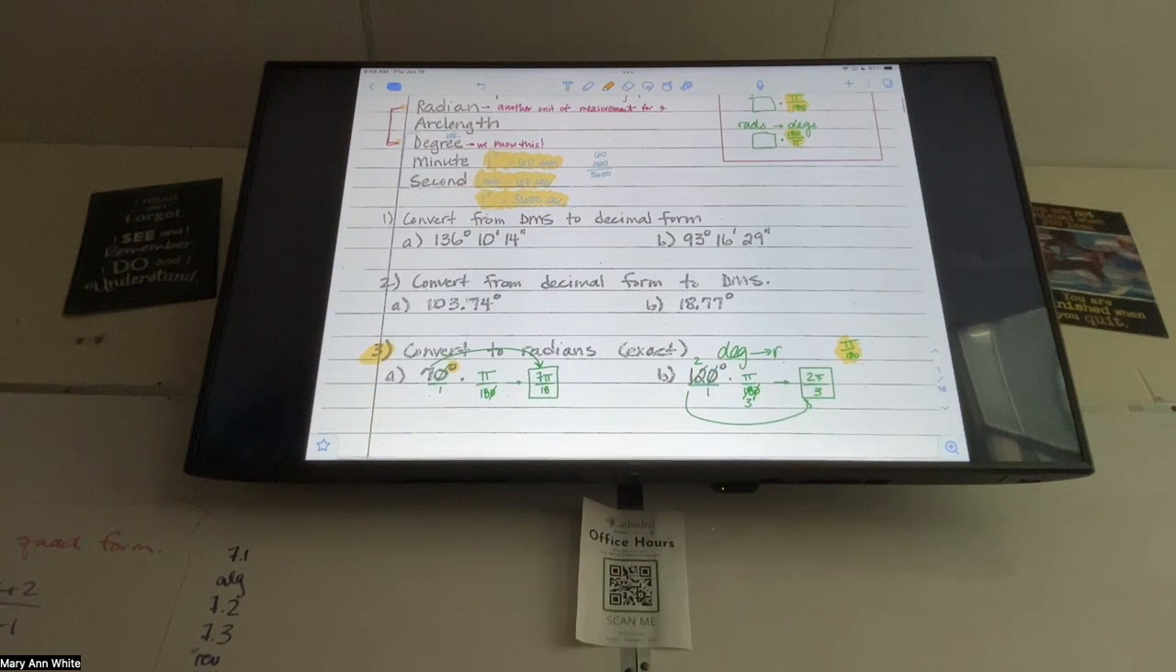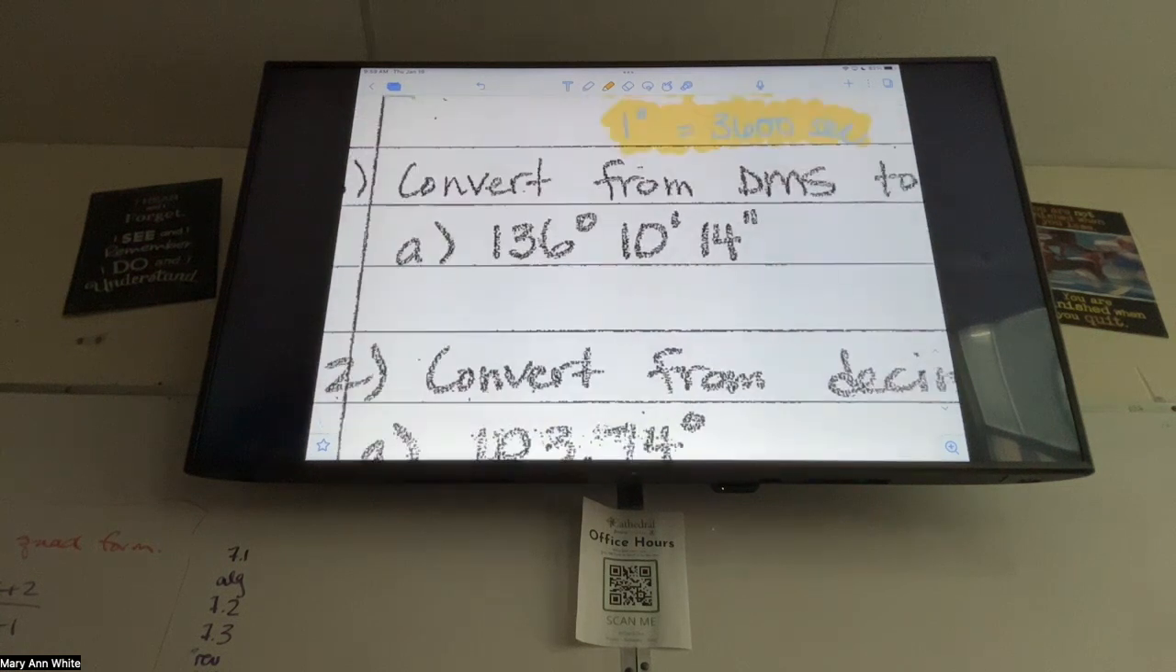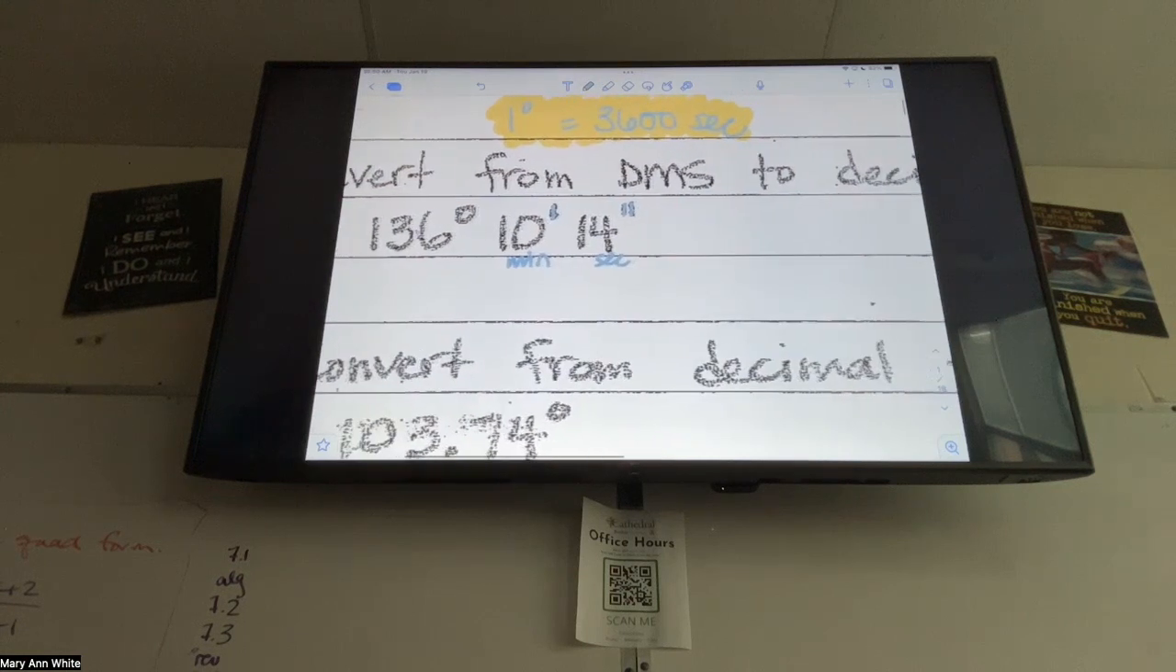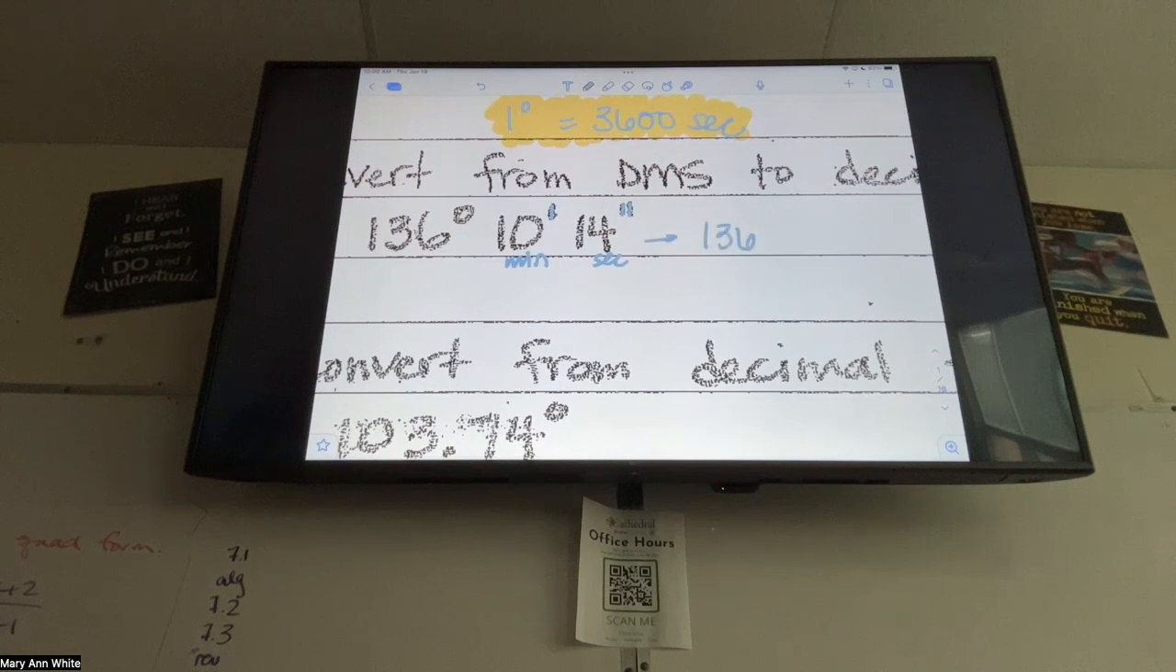So on number 1, we're going to convert from DMS, degrees, minutes, seconds, and put it into just degrees with a decimal behind it. This little 1 dash means minutes, so the first number after the degree is your minutes. And the 2 little dashes means seconds. In this problem, though, my degree will never change. So that 136 degrees never changes. We are just going to take that 10 minutes and 14 seconds and make it into a decimal, so it's all in degrees.